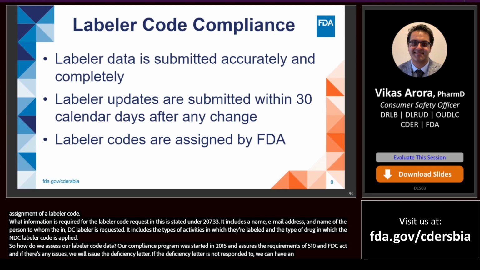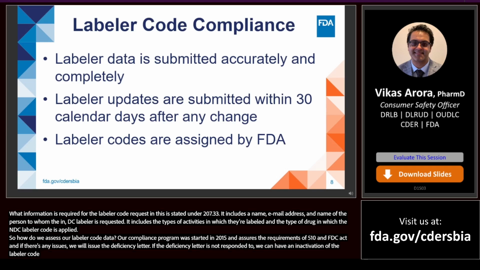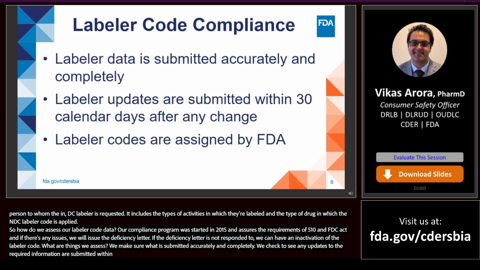So what are things that we assess as a part of Labeler Code compliance? We check to see that the labeler data is submitted accurately and completely. We check to see that any updates to the required information are submitted within 30 calendar days after any change. And we check to make sure that the Labeler Codes are assigned by FDA.